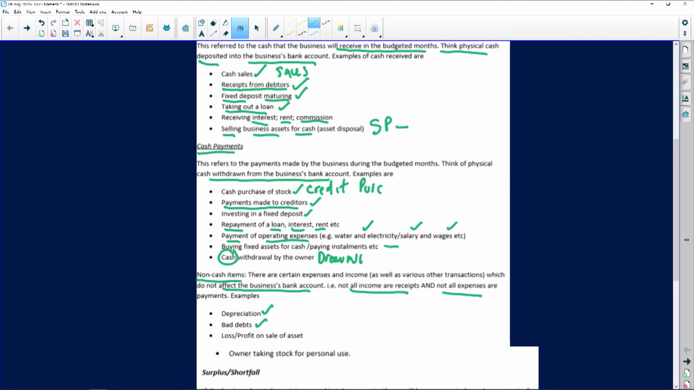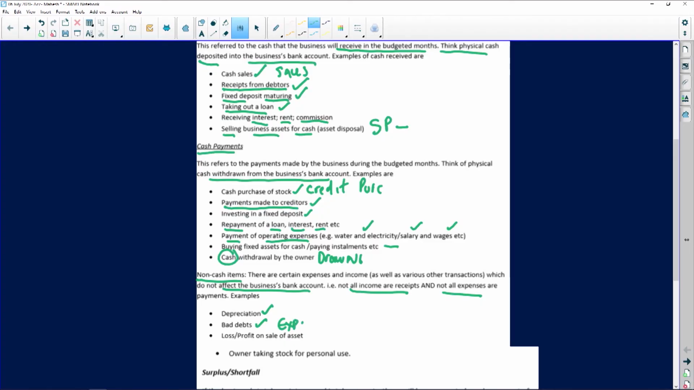A debtor has not paid his account and I write off this as a bad debt. So once again, physical cash is not leaving my bank account. So I've incurred an expense, however, not a payment. Profit or loss on sale of asset, another example of a non-cash item. And remember, when the owner takes stock for personal use, yes, it is drawings, but please remember it is drawings of stock, not drawings of physical cash from the bank account.